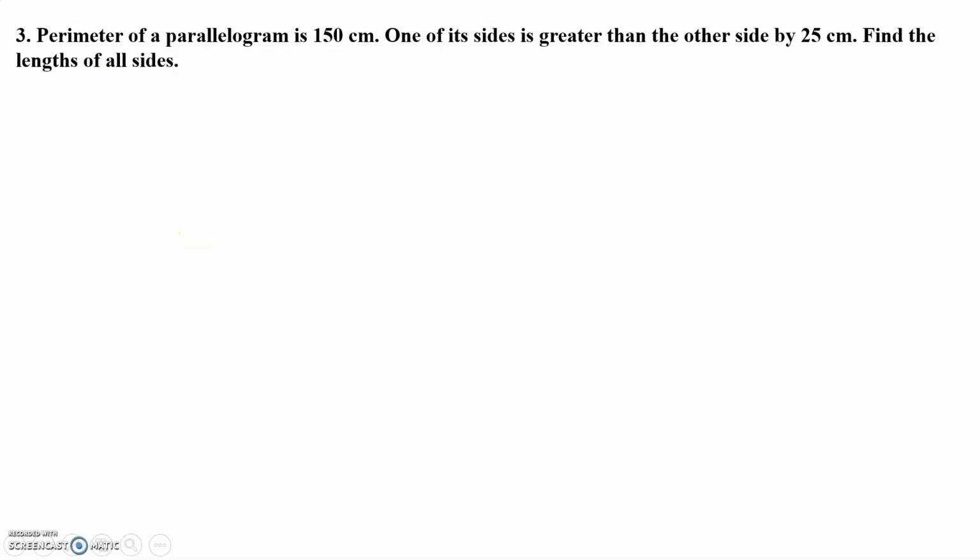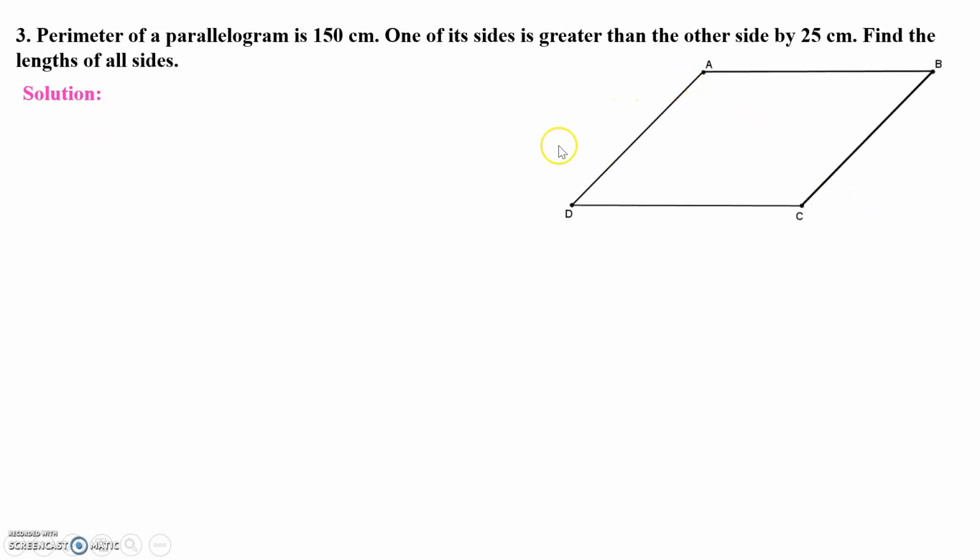Perimeter of a parallelogram is 150 centimeters. One of its sides is greater than the other side by 25 centimeters. Find the lengths of all sides. So here let us have the parallelogram first. Let's have the figure in the solution. This is the parallelogram.